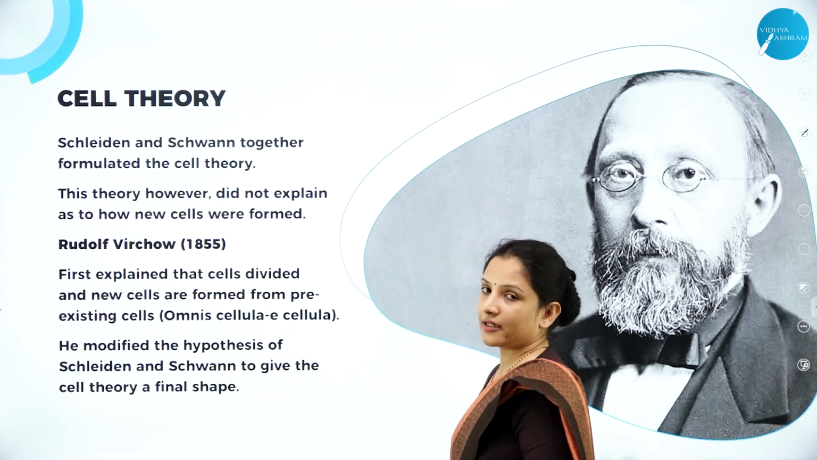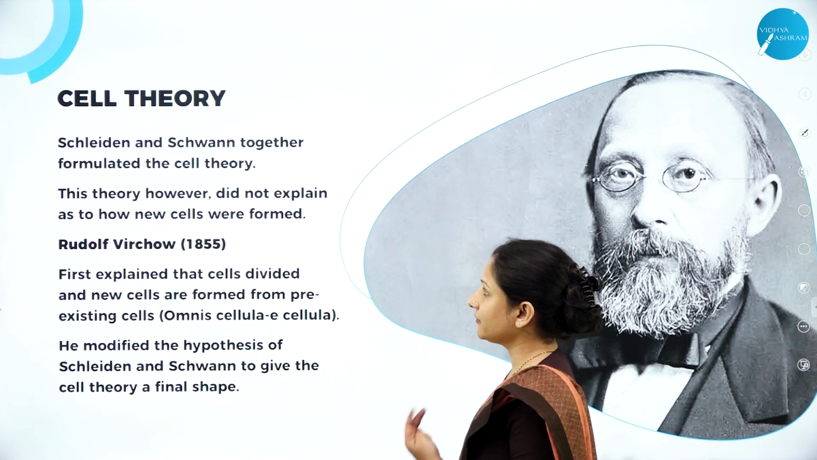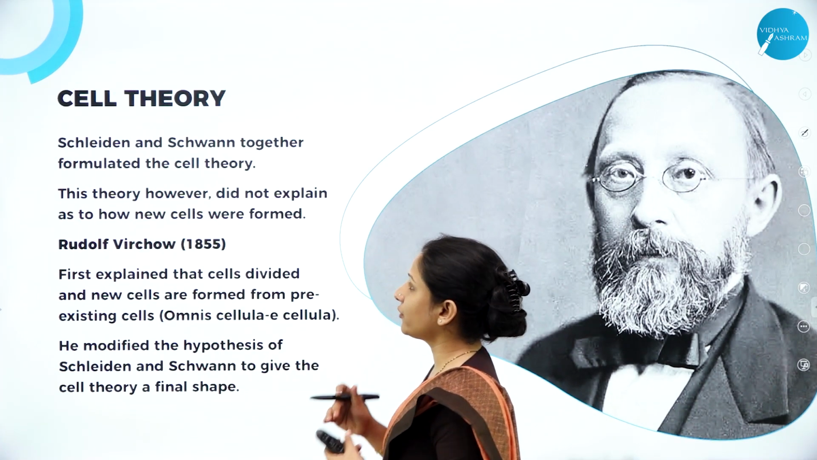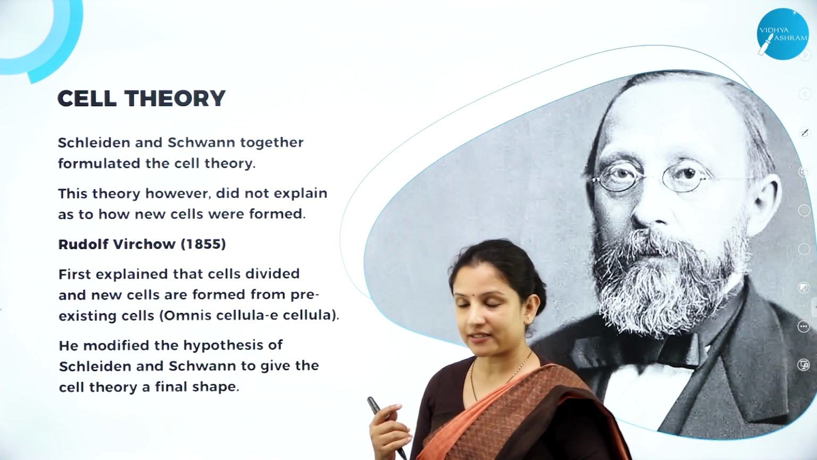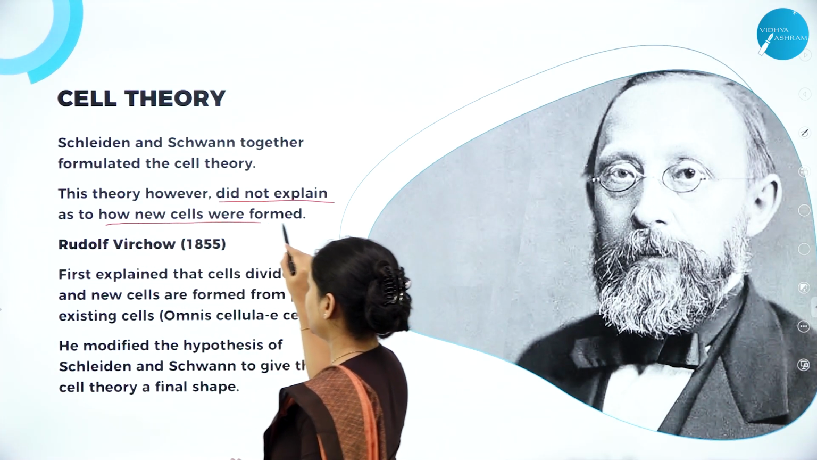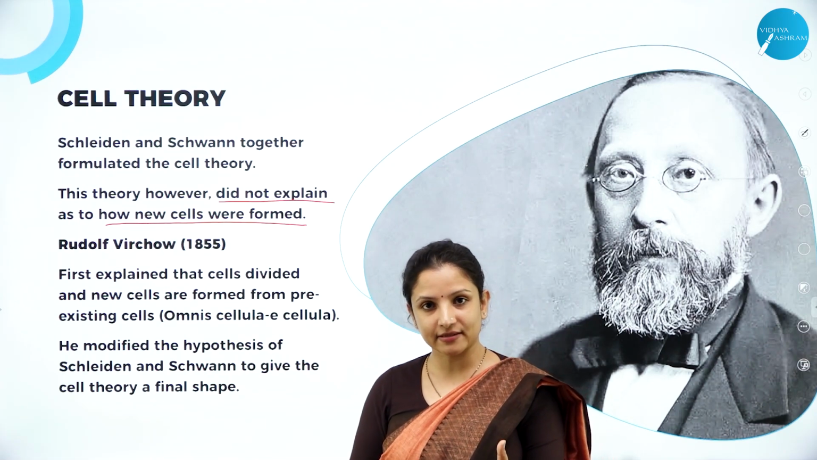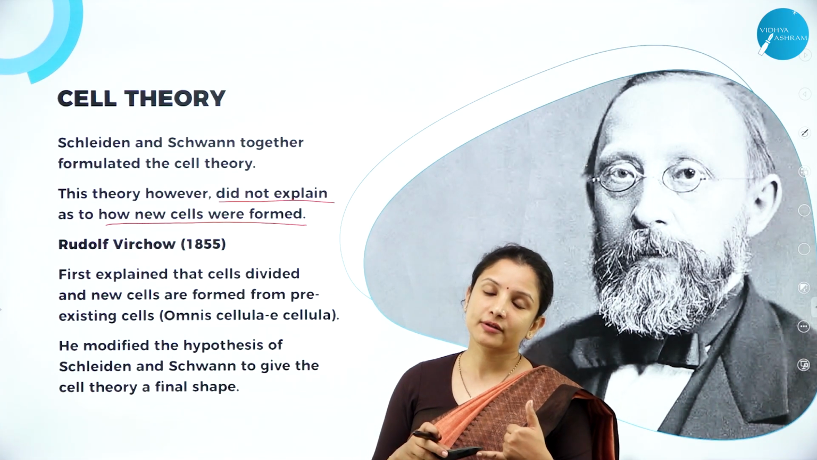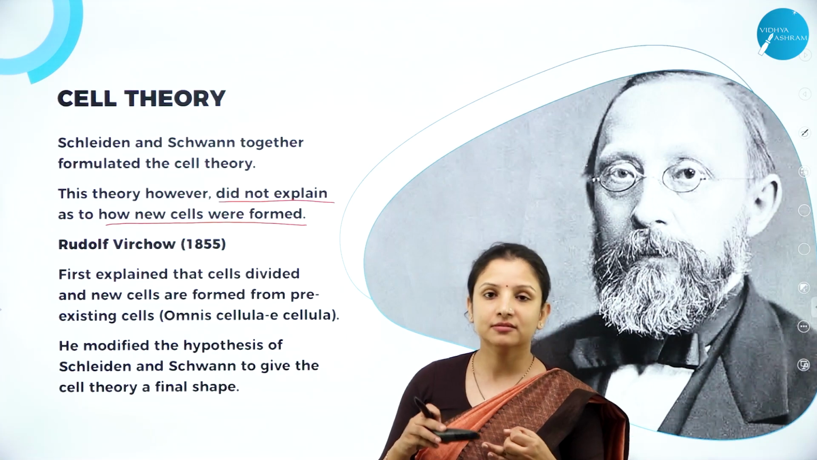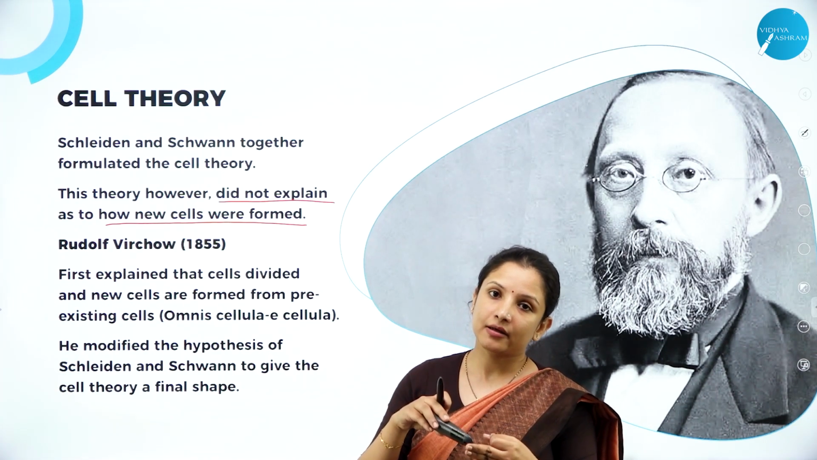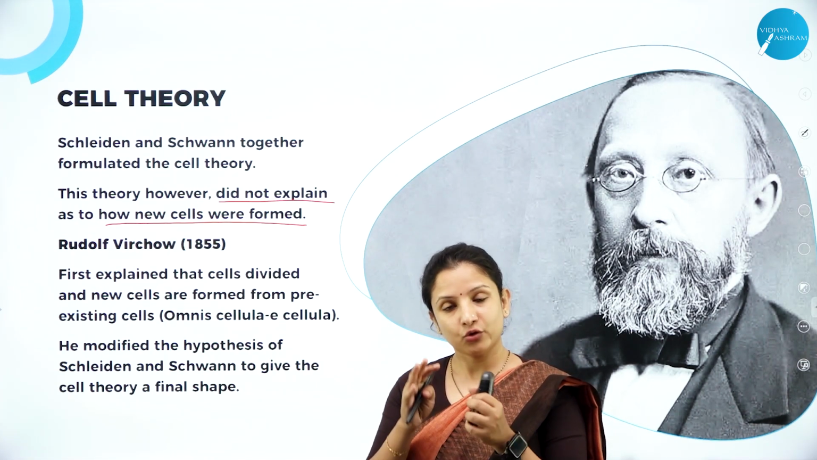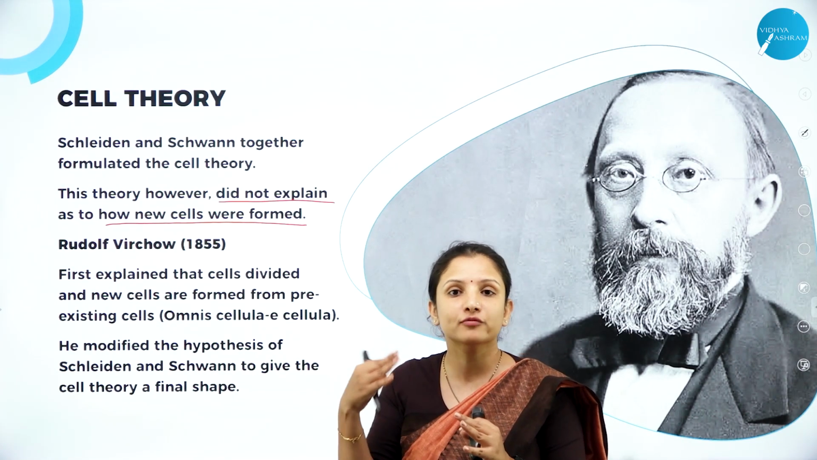Next are Schleiden and Schwann, two scientists. Together, based on their hypotheses and findings, they put together the cell theory. Let us look into what the cell theory says. The cell theory actually did not explain how new cells were formed. So far, supporting the cell theory, what was found out? They found that plants have different types of cells and the cell is covered by a cell wall, and the animal cell is covered by a plasma membrane. All this they found out. That information, though correct, was not sufficient to prove the cell theory.